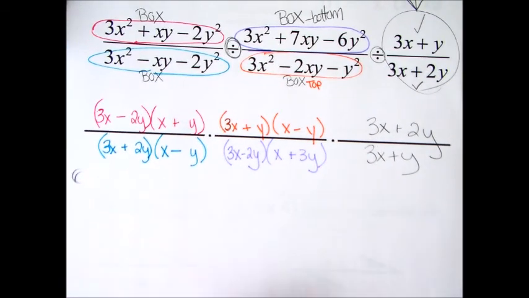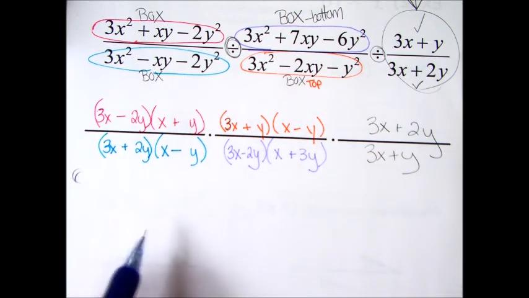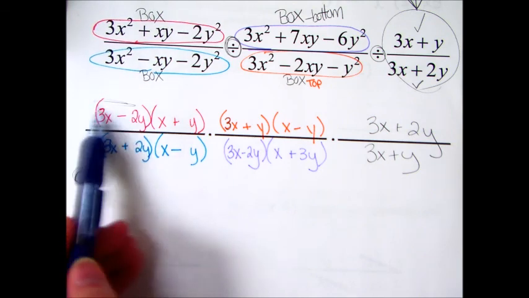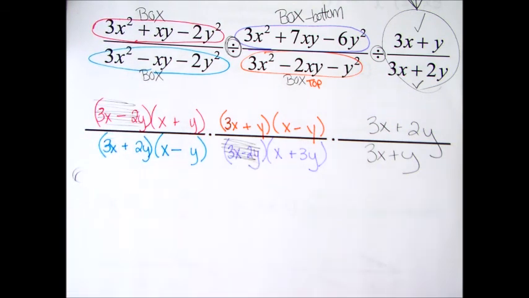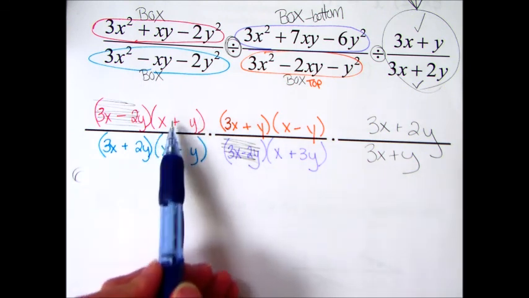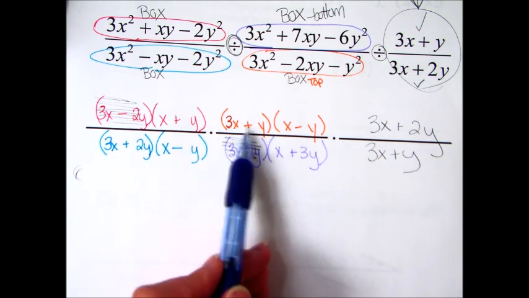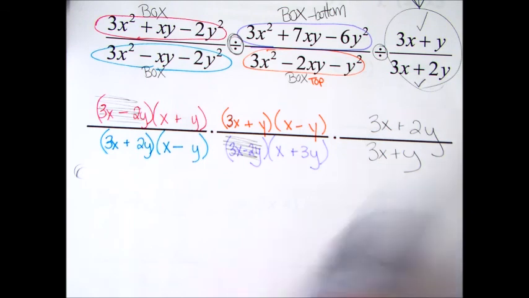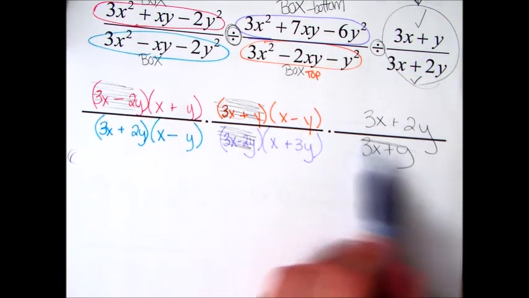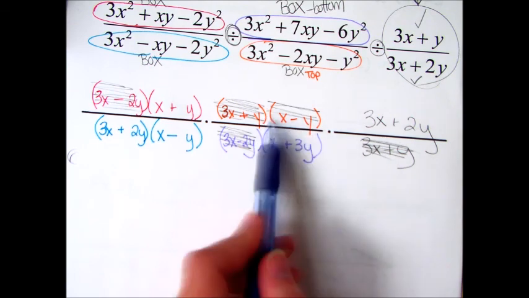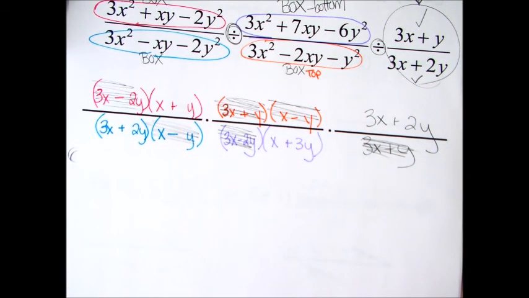All right. Now it's a matter of canceling anything that cancels. So, do you see a 3x minus 2y on the bottom? I do. Those cancel. Do you see an x plus y on the bottom? I do not. Do you see a 3x plus y on the bottom? I do. Do you see an x minus y on the bottom? I do. Do you see a 3x plus 2y on the bottom? I do.